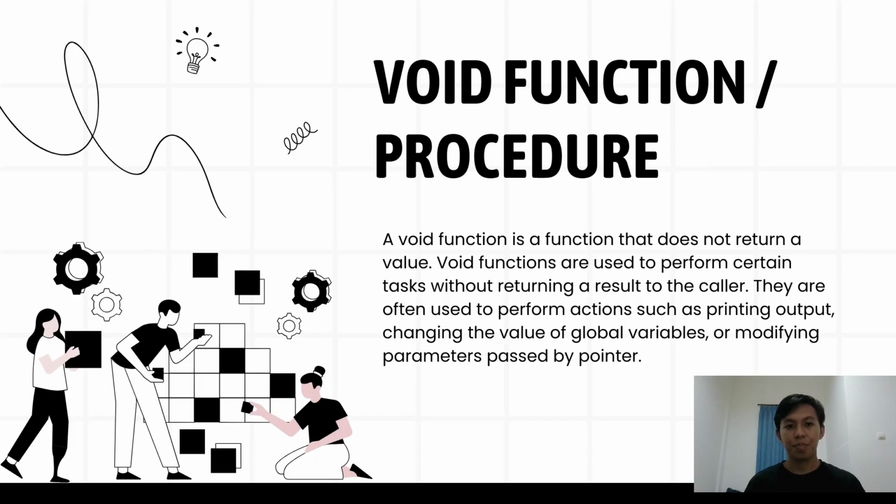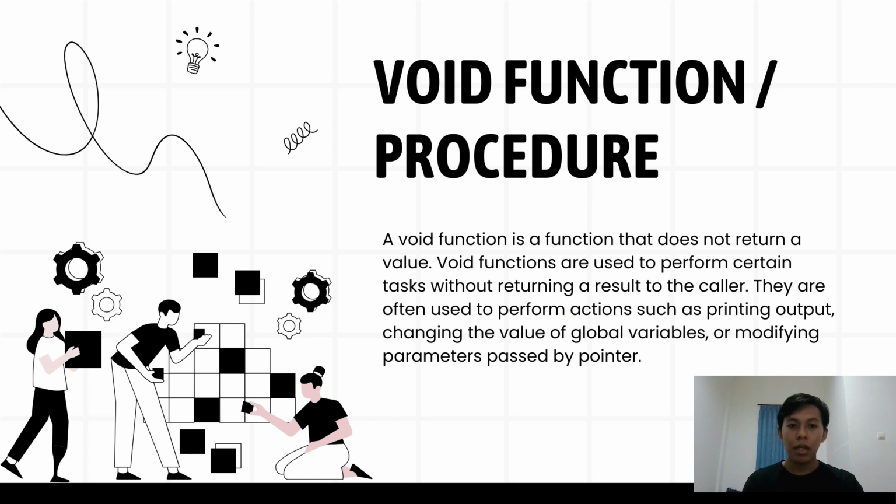Void function. A void function is a function that does not return a value. Void functions are used to perform certain tasks without returning a result to the caller. They are often used to perform actions such as printing output, changing the value of a global variable, or modifying a parameter passed by pointer.